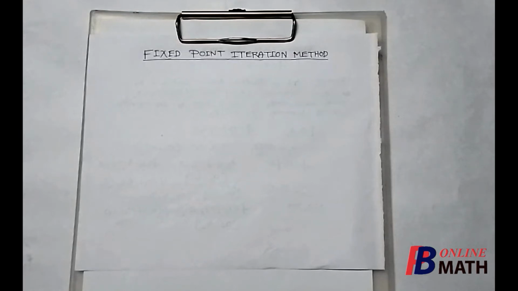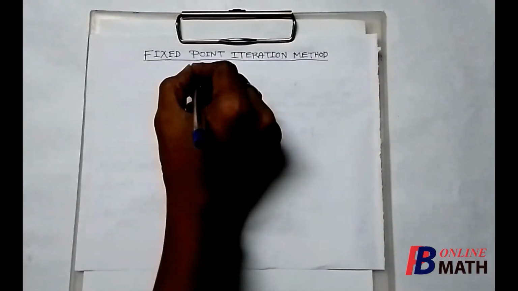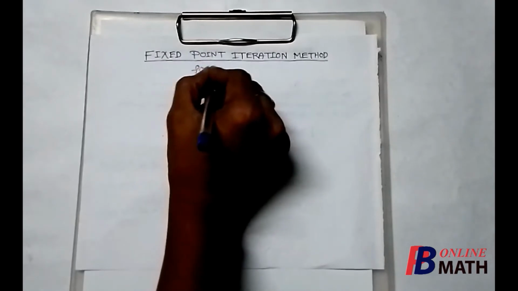Hello and welcome to another part of this chapter, numerical analysis. In the previous part we have discussed the bisection method to find a real root of a transcendental equation. In this part we shall discuss the fixed point iteration method to find a real root of a given transcendental equation. So let us first assume that the given transcendental equation is f(x) = 0.